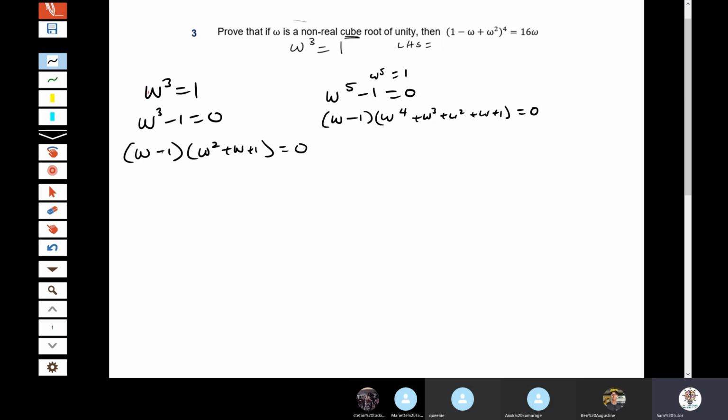Okay, so usually you would conclude omega is equal to 1. Sometimes they say that omega is not real or can't equal 1, and that's fair enough. And like this case is saying it's non-real. So that just means omega can't equal 1. If omega can't equal 1, what do you definitely know this must equal?